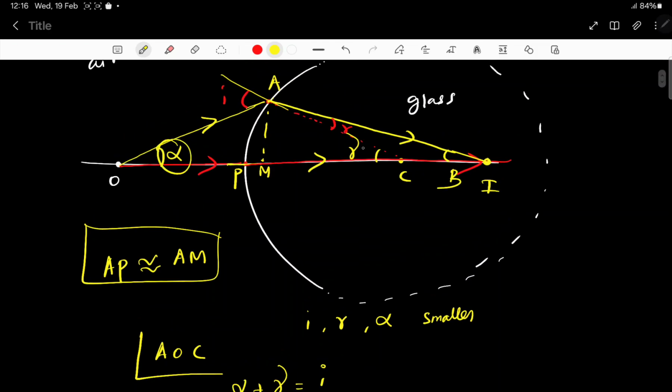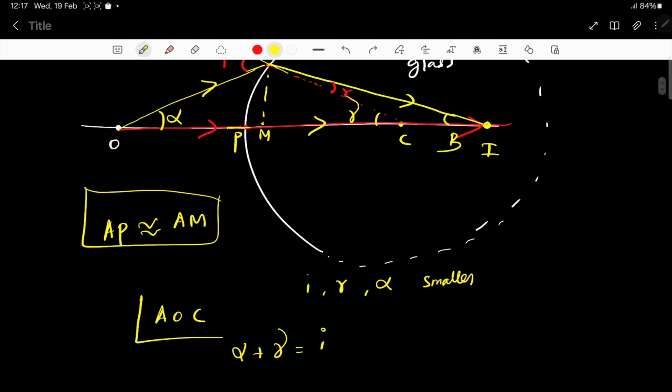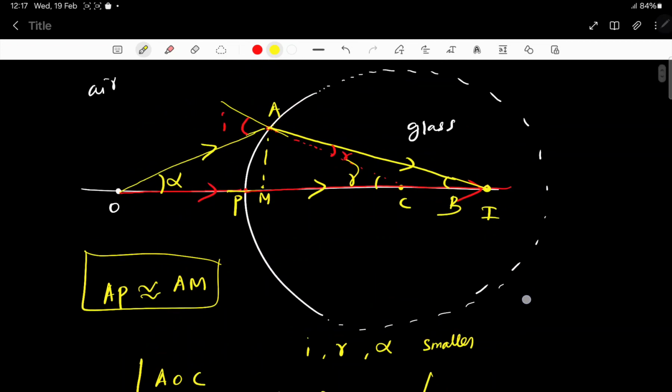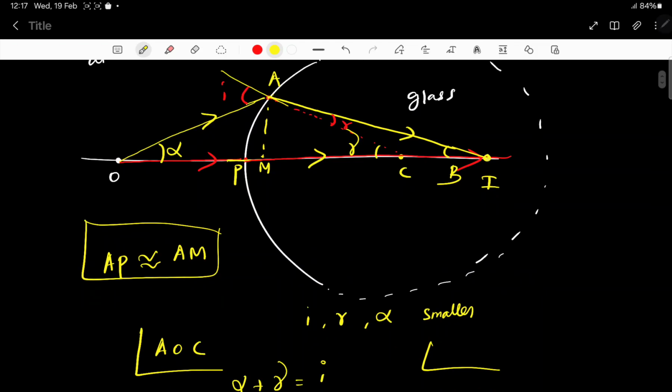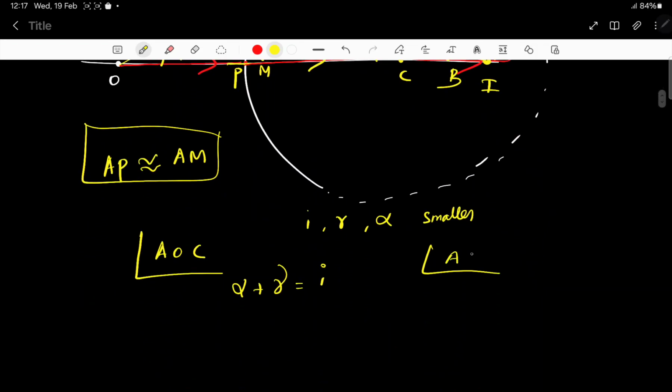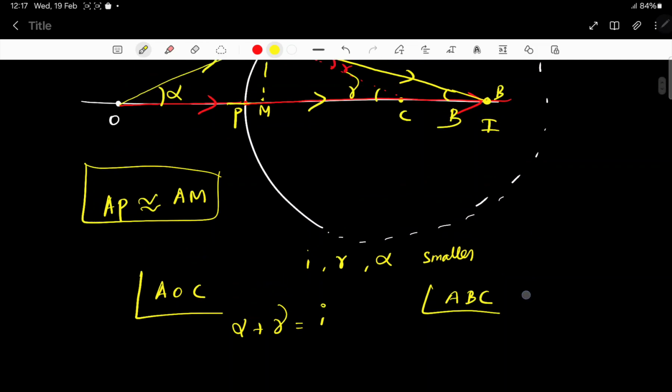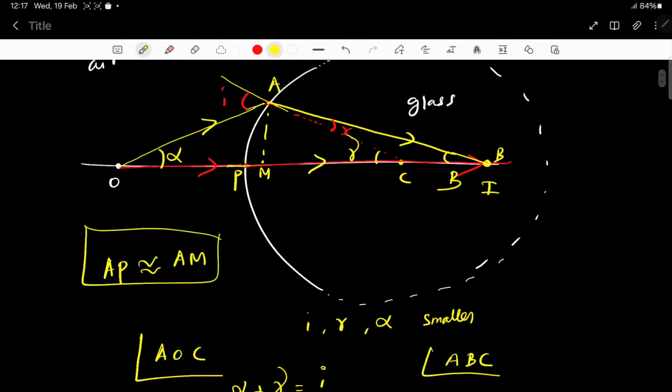So these two interior angles are exactly equal to the third exterior angle, which is equal to I. Okay. Similarly, if you consider this ABC triangle, we will be calling this point B. So let me consider the ABC triangle now. There also you can apply the same principle.